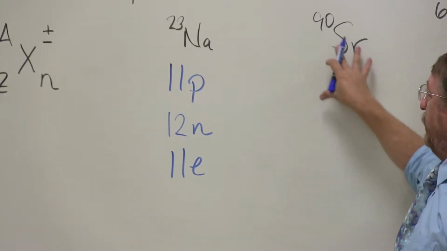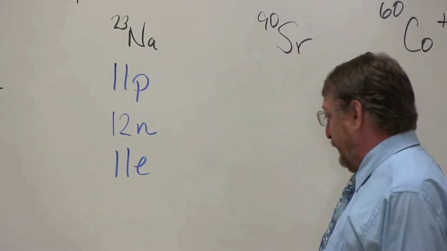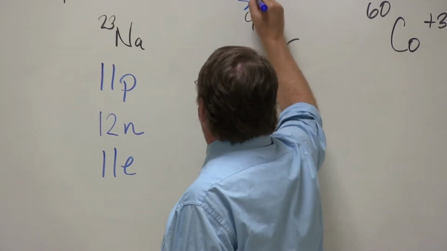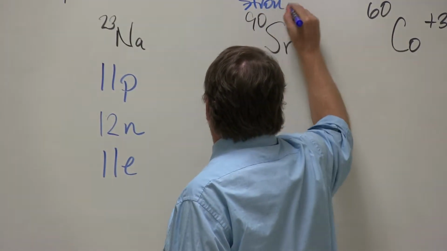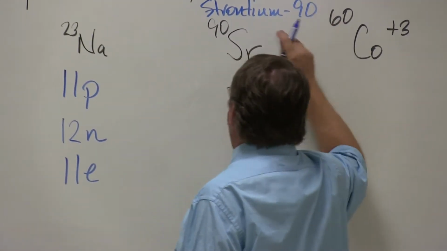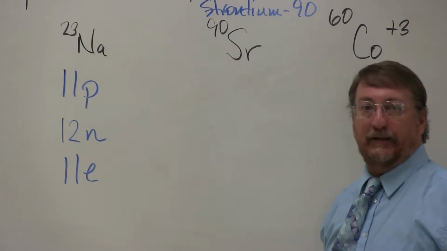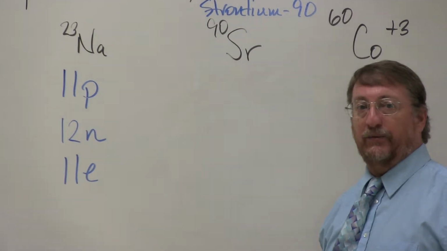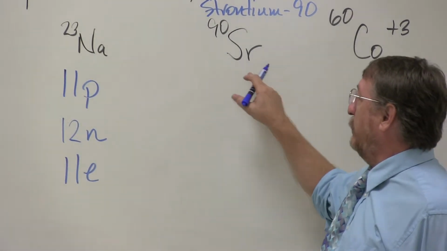Let's go to here, strontium 90. Now we could just as easily see this written, strontium dash 90. That means these two mean exactly the same thing. You'll see it either way. There's no preference of one over the other.